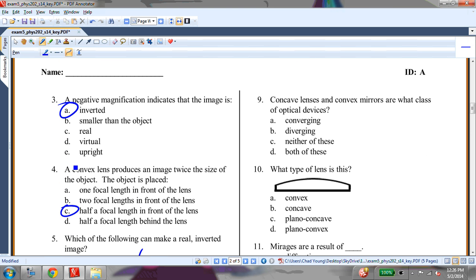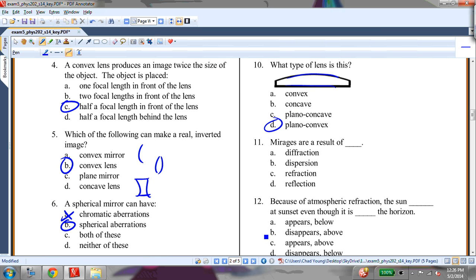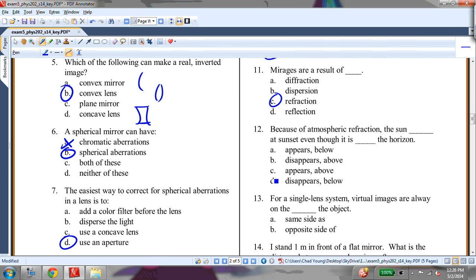Concave lenses and convex mirrors look like this. Convex mirror looks like this, are diverging. What type of lens is this? Well, it's convex on this side and planar on this side, so plano-convex. Mirages are a result of refraction. Because of atmospheric refraction, the sun appears at sunset even though it is below the horizon.